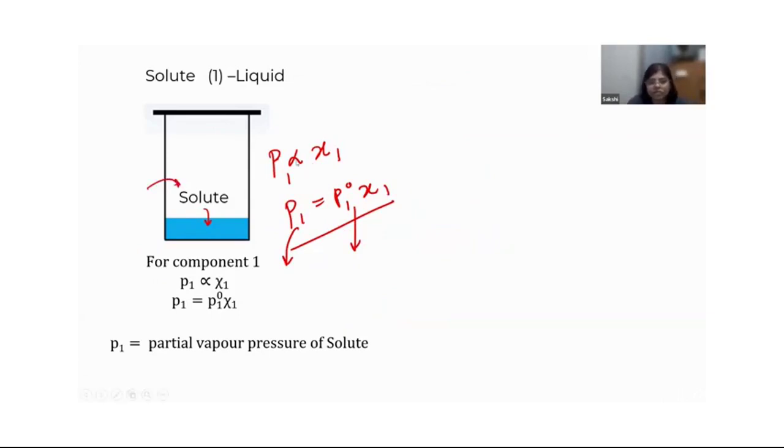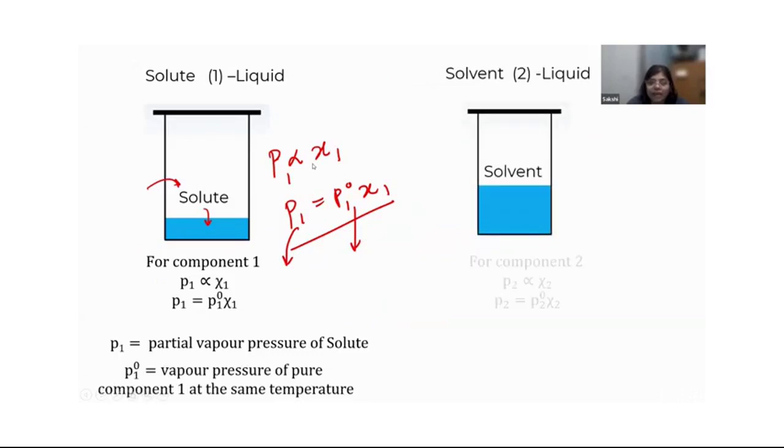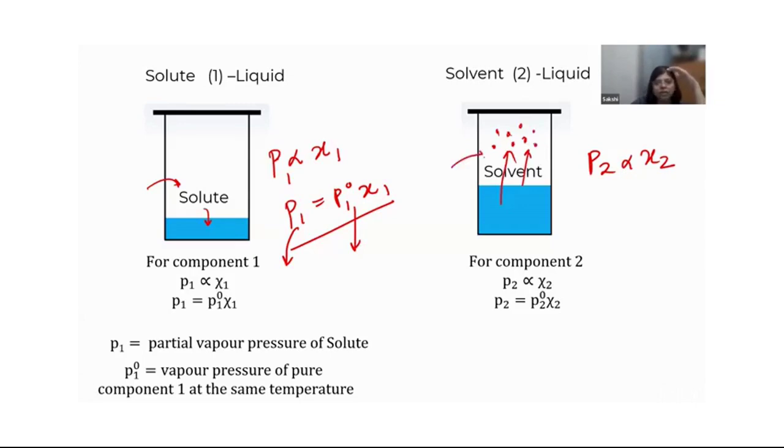and P1 is the vapor pressure of the solute here in the system. Now, if I have the second, that is my solvent, I'm naming it as P2, because solute and solvent we're going to mix together. So now the vapor pressure P2 is directly proportional to X2, that means its mole fraction. The particles of this solvent exert some pressure on the top. Some of the particles will evaporate and some will condense, but the vapor pressure is directly proportional to the mole fraction. So P2 is directly proportional to X2, the mole fraction of component 2.